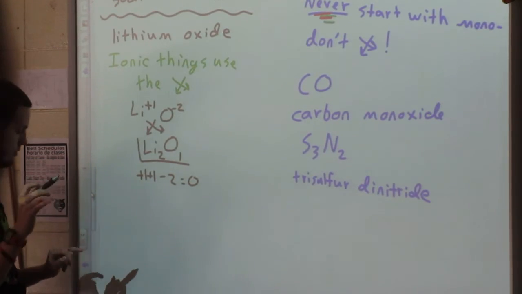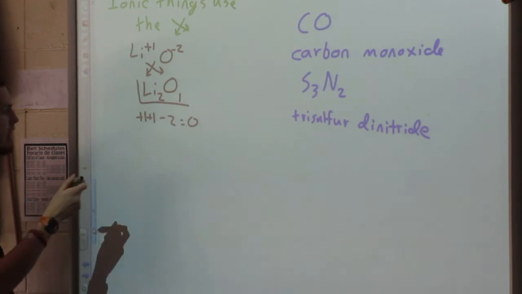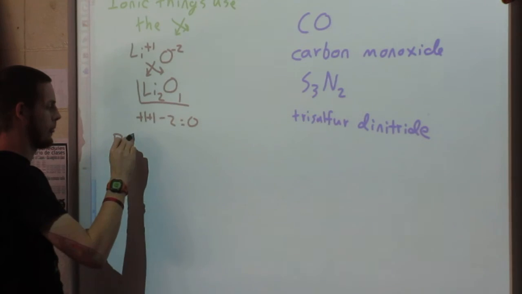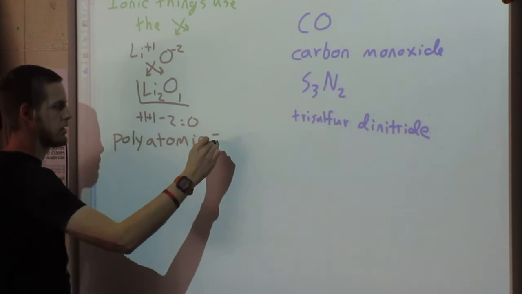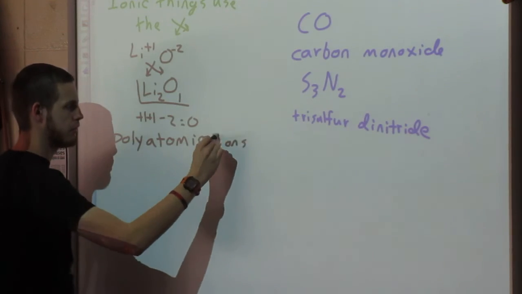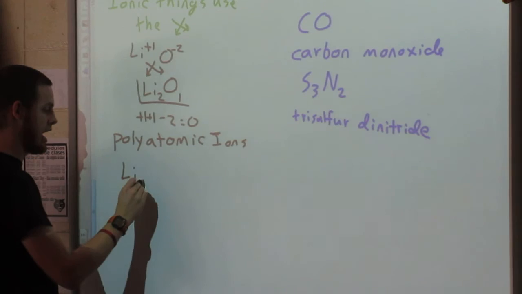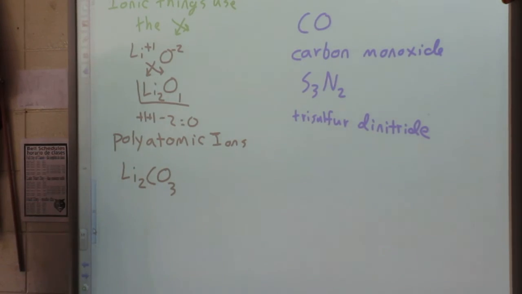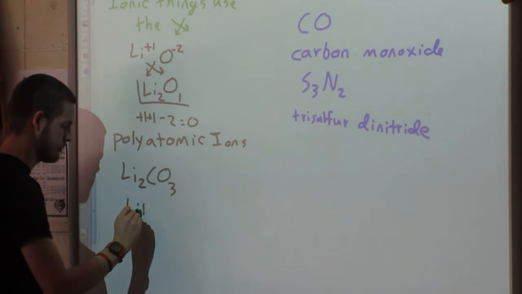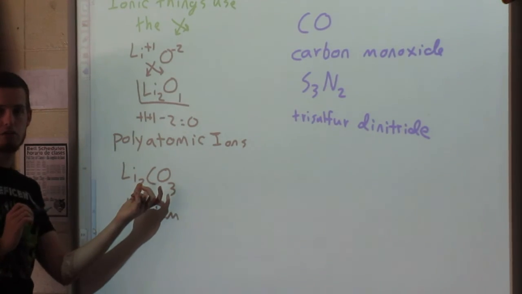Next part, though. There's polyatomics. Those are on the back of the periodic table, so you might get something like Li2CO3. What's Li? Lithium. And then this is on the back. What is this big old thing? Carbon.